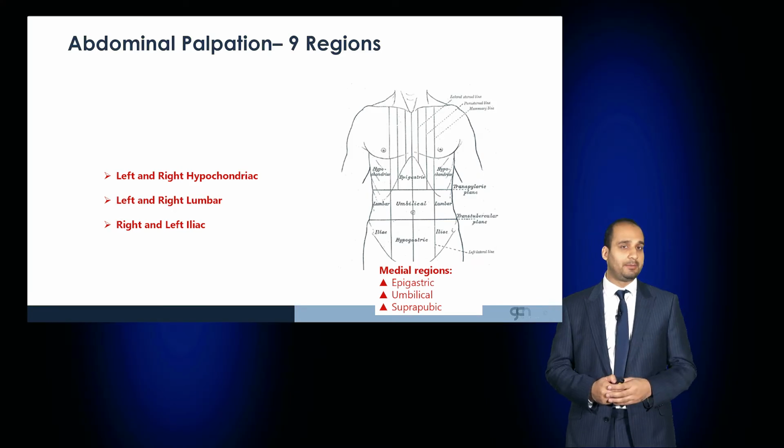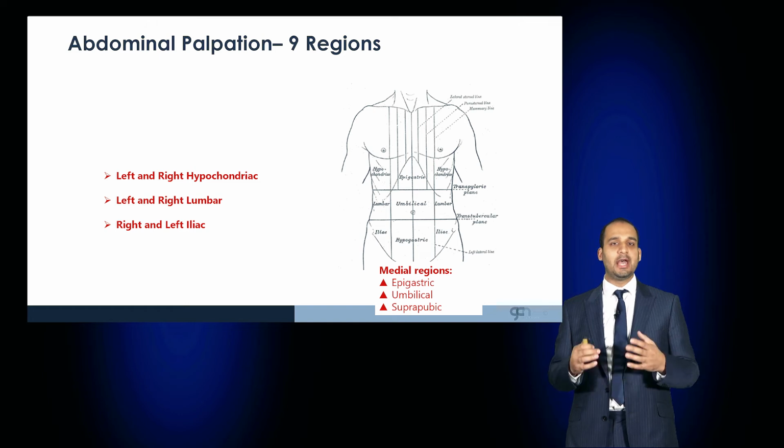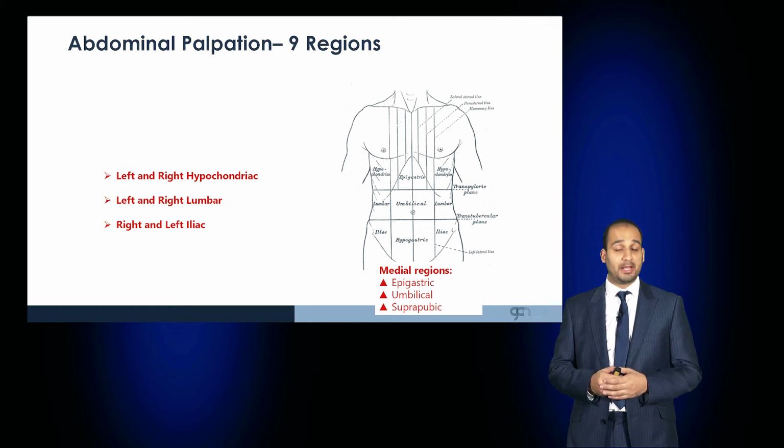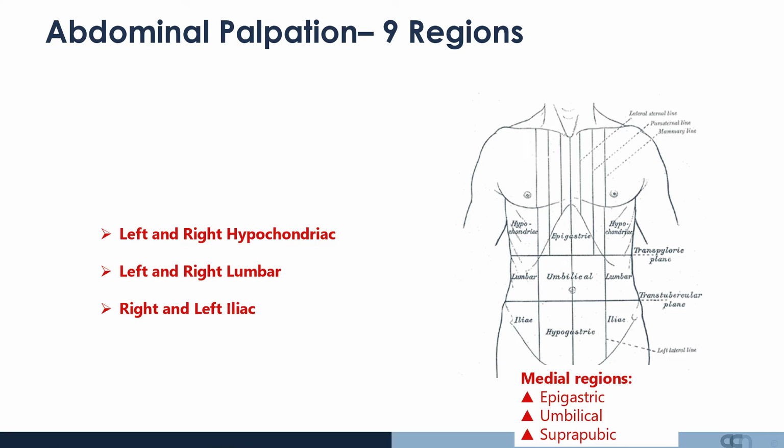Now we'll move on to palpation. There are 9 key regions that should be palpated: the left and right hypochondriac regions, the left and right lumbar regions, and the right and left iliac regions. These are the lateral regions. In the midline, we have the epigastric, umbilical, and the suprapubic regions.